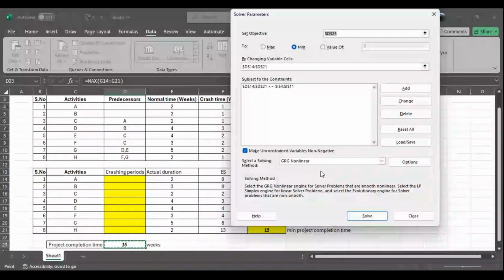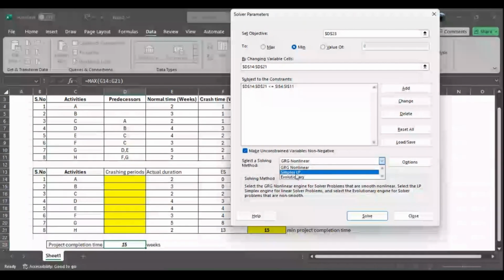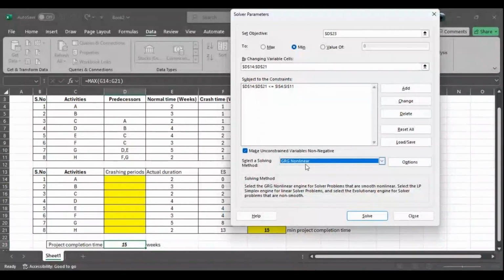Now, I just noticed that in the previous video part, I was again saying simplex, simplex, simplex. In this one, we cannot apply the simplex algorithm because we used a max function in it. So when we use a max function, then we cannot solve it through a simplex algorithm. We are supposed to go for the GRG nonlinear. So GRG nonlinear is selected.